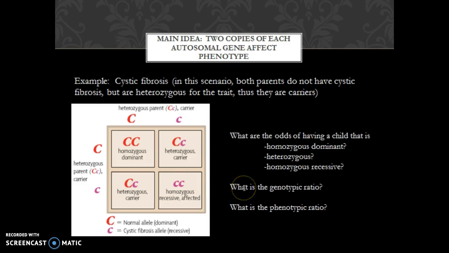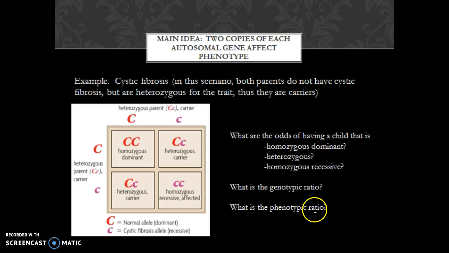Next question, a little bit of review. What is the genotypic ratio? Recall that genotypes are the combination of alleles we happen to have. And when we write out our genotypic ratio, we put the dominant first, the heterozygous second, and the homozygous recessive third. So, how many big C do we have? 1. Heterozygous, 2. Homozygous recessive, 1. So it would be a 1 to 2 to 1 ratio.